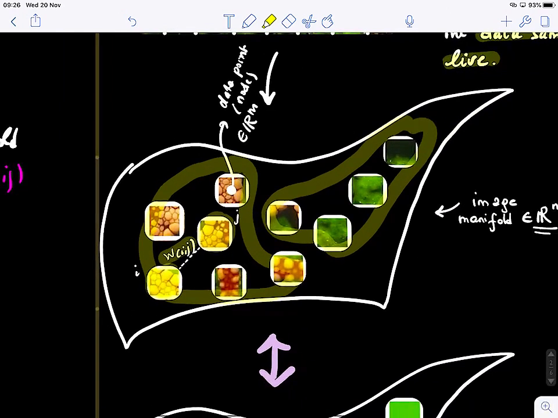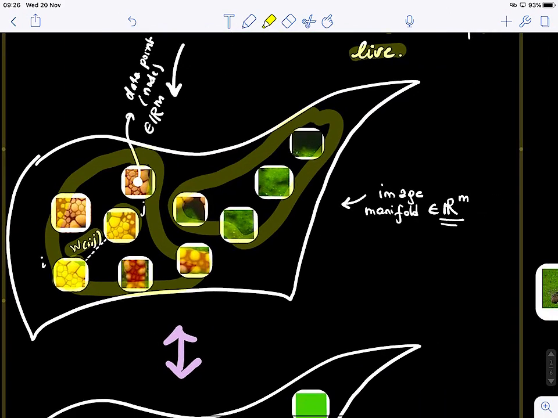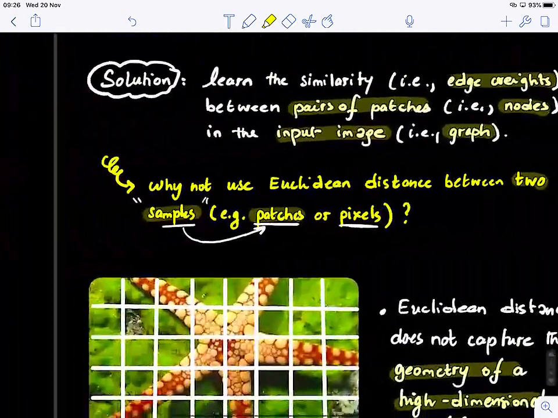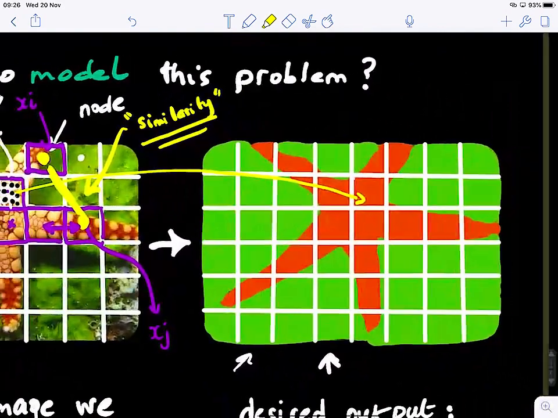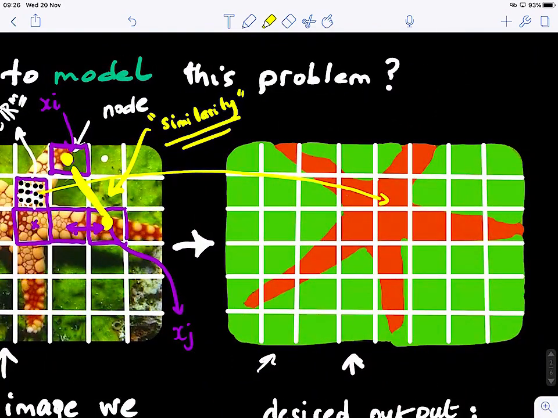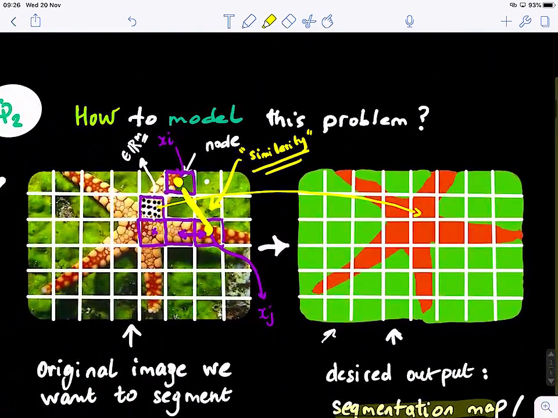Now, why is this good? Why does learning the similarities in the original space enable us to output this segmentation map? Why is it the case? Anyone? These are very simple questions, but you guys need to know the intuition and the logic behind these strategies, why we're doing this, okay?